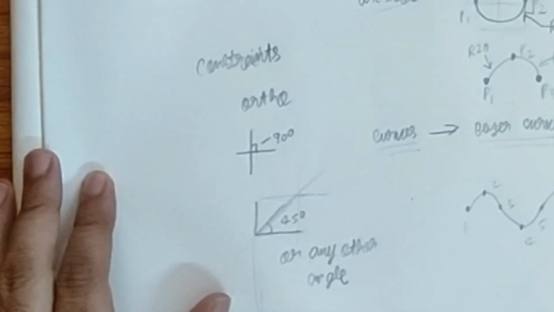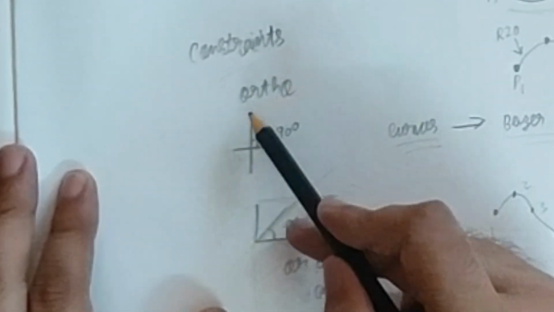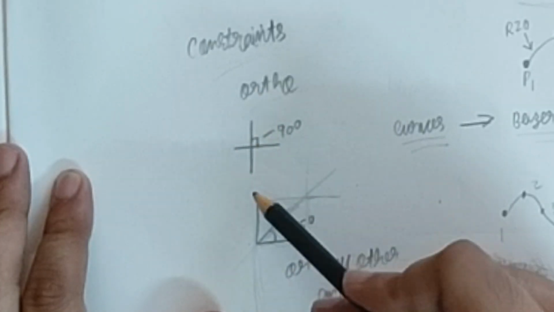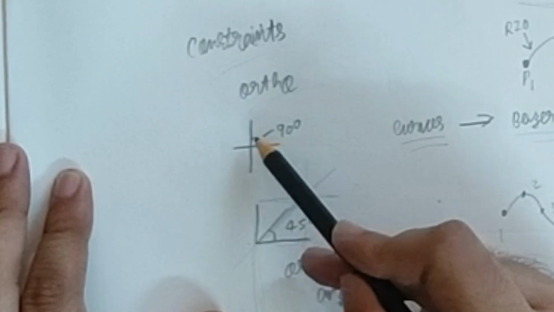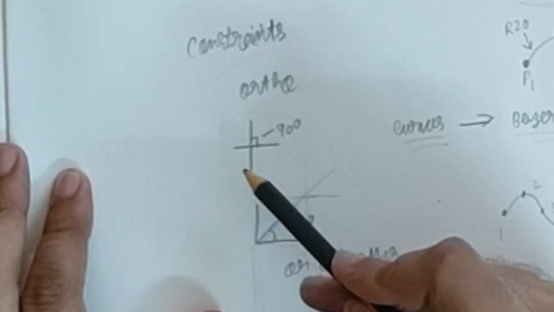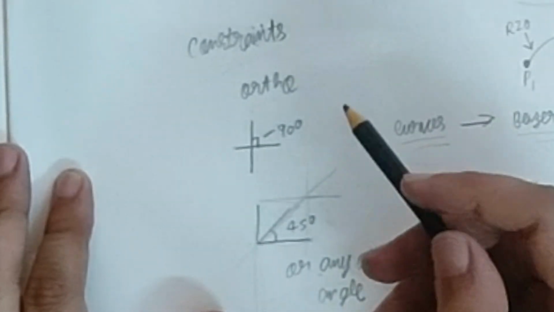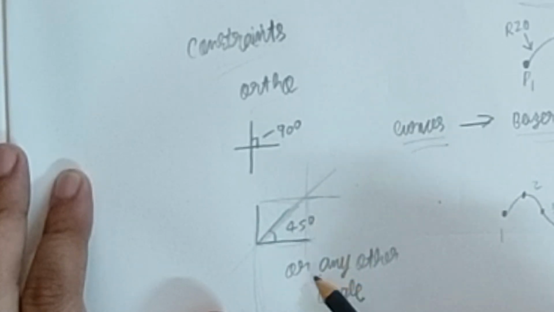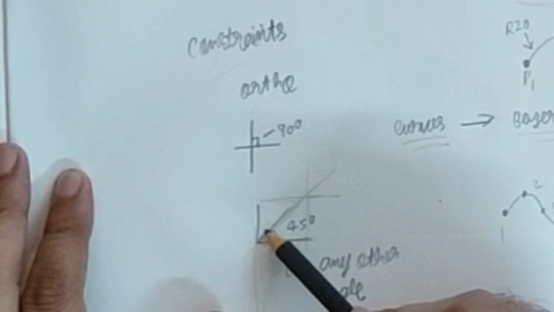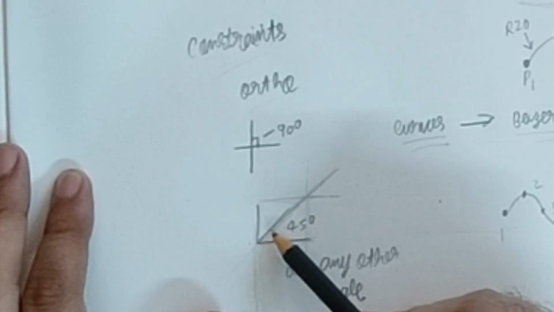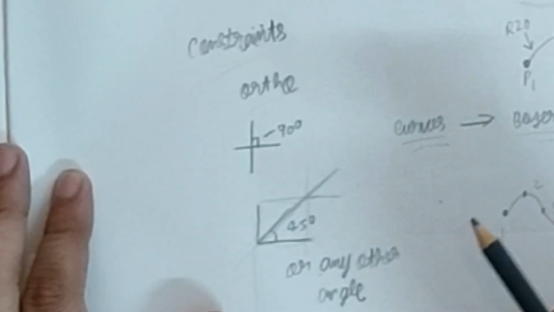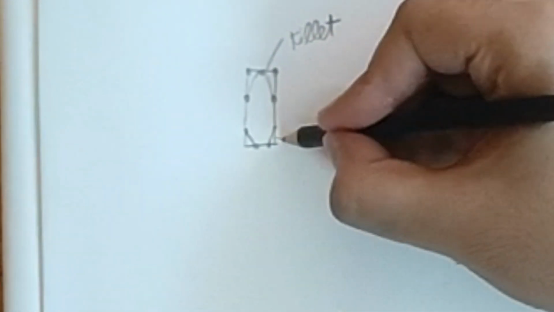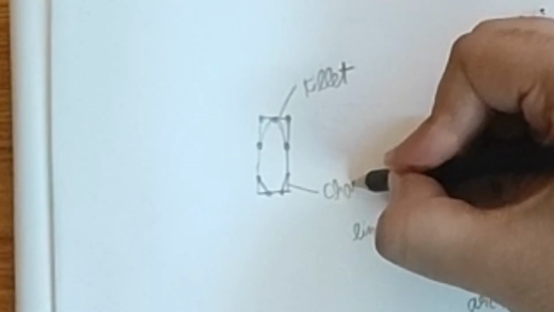Now, if we look over the constraints, this is the ortho constraint, where we are able to draw a line in horizontal and vertical axes, at 90 degrees, as you can see. There is another constraint: if we define any angle, so here if we define 45 degrees, we'll only be able to draw the line at 45 degrees. And now we will talk about the other things like chamfer and fillet.